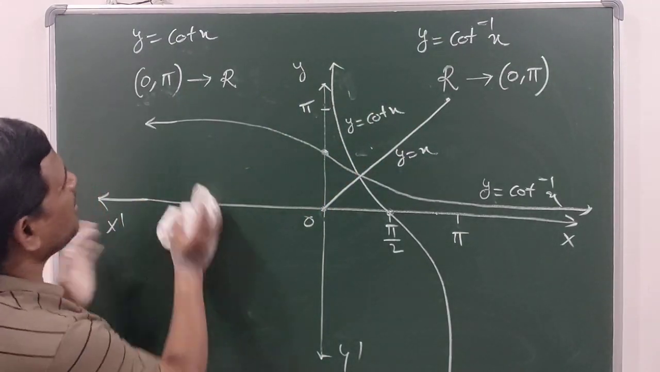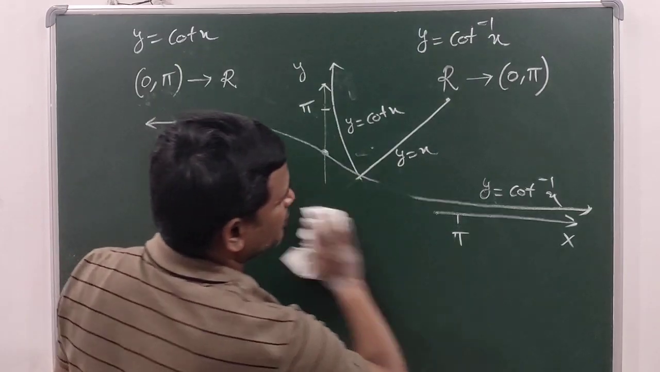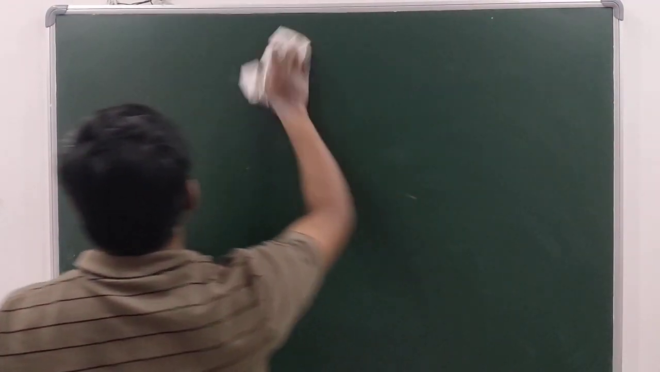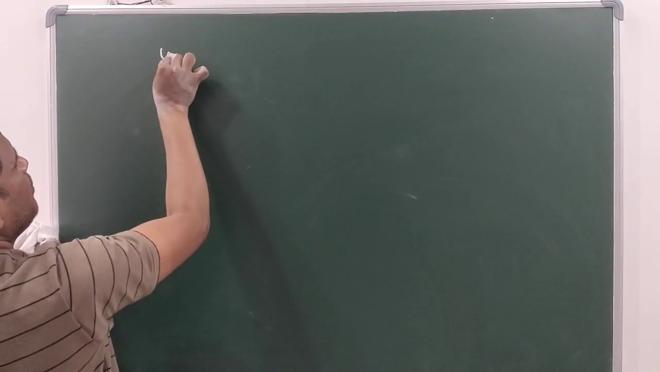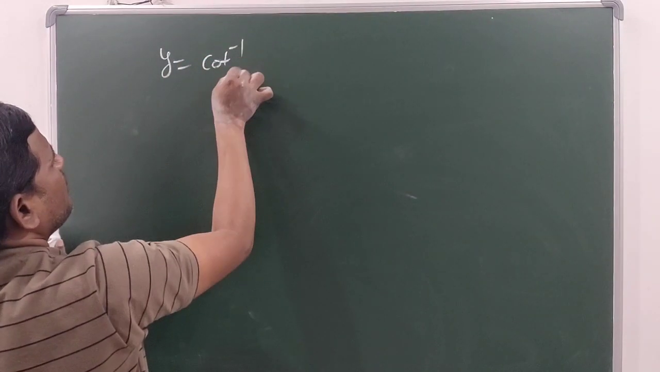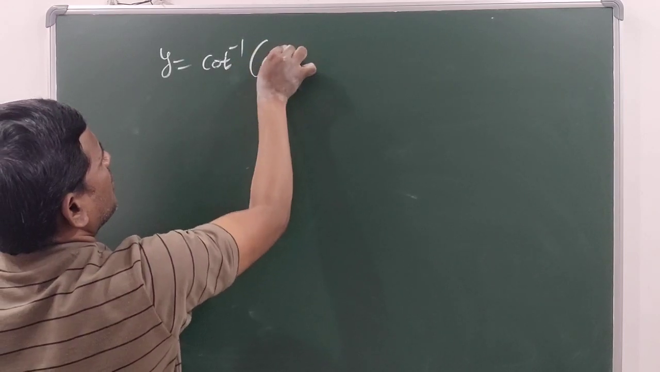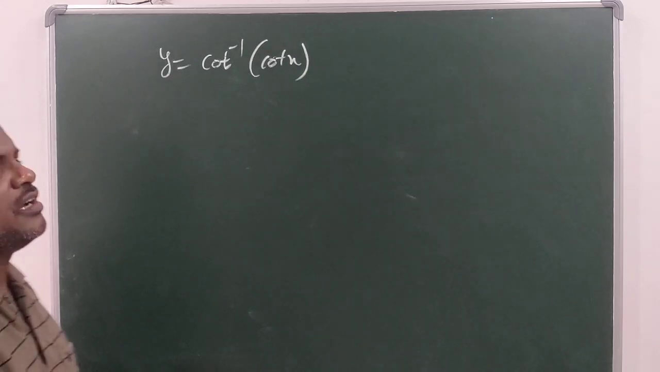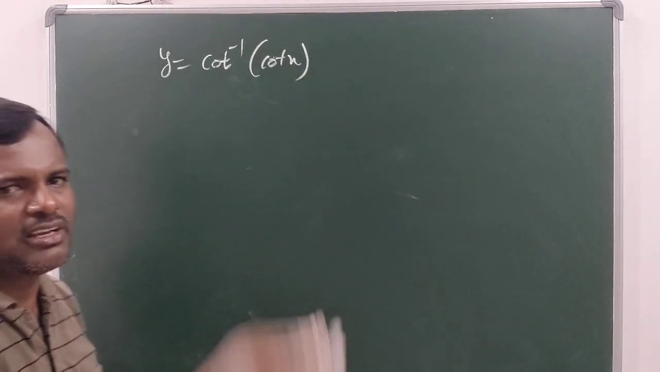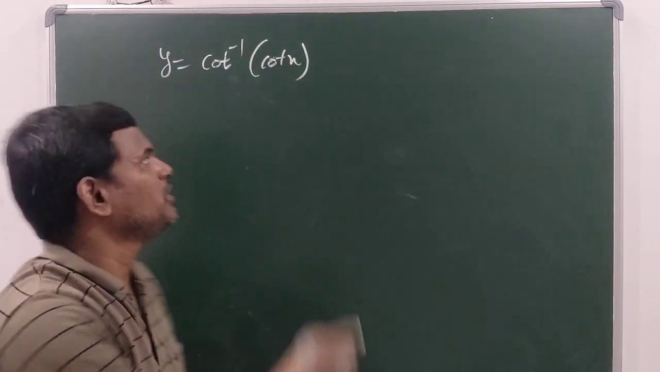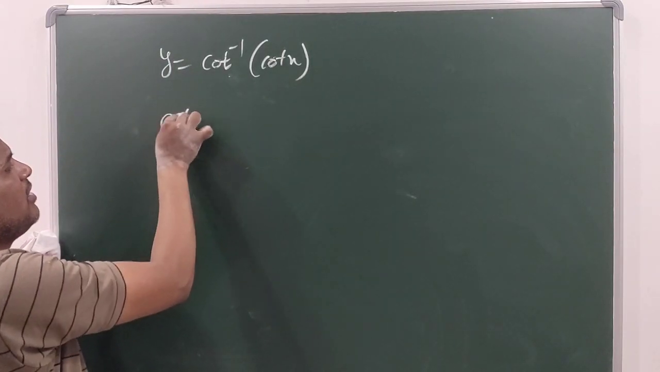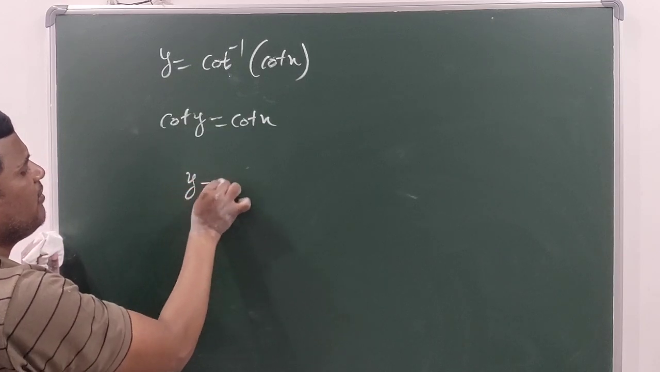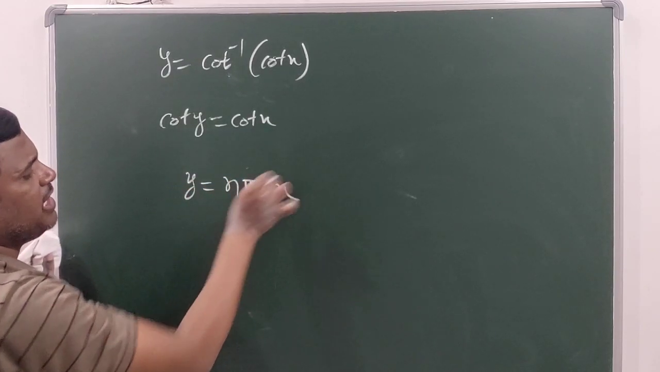But when you take a combination of these two, like cot inverse of cot x, see students, y equal to cot inverse of cot x. Okay students, same as this one, same like tan inverse of tan x only. You have to take the left side, cot y equal to cot x. Now the general solution will be y equal to n pi plus x.